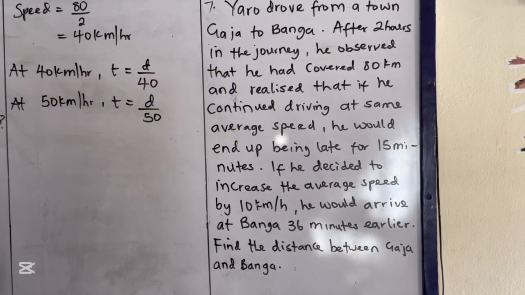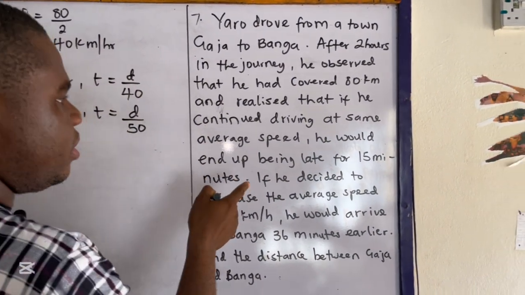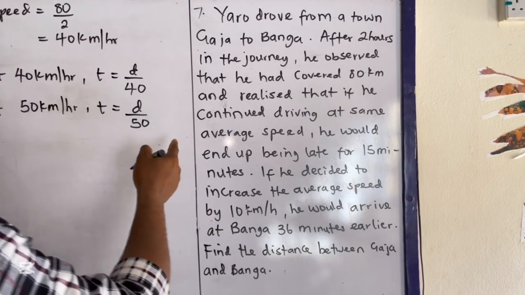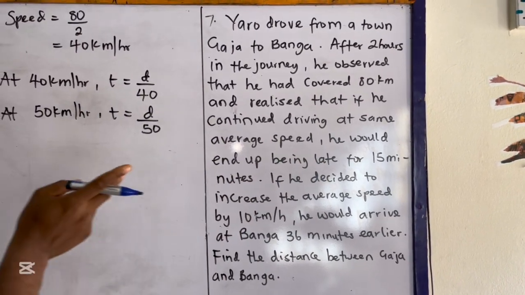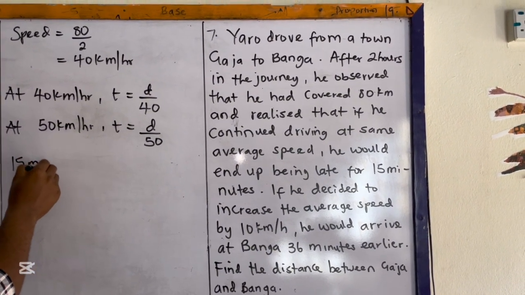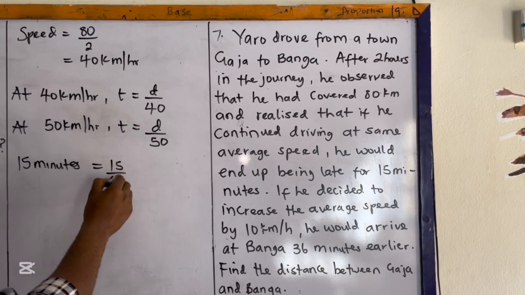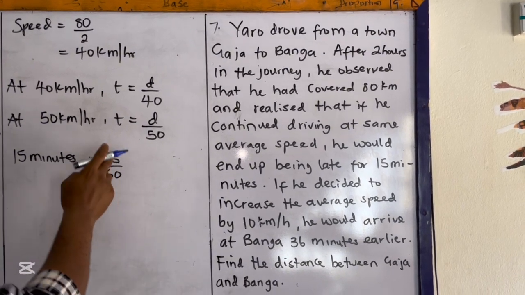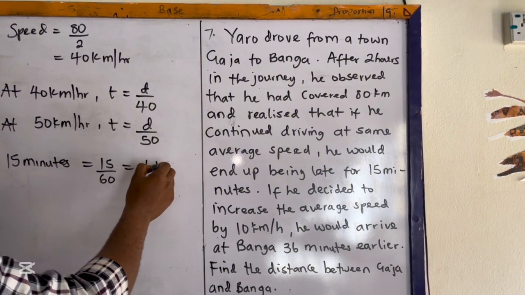So in this case, don't forget that we have been told from the question that you will end up being late for 15 minutes. So now let's calculate 15 minutes, then convert it to hours. Our answer will be in a fraction. So 15 minutes is 15 over 60. 60 is 1 hour, so 15 over 60 will give us 1 over 4 hour.